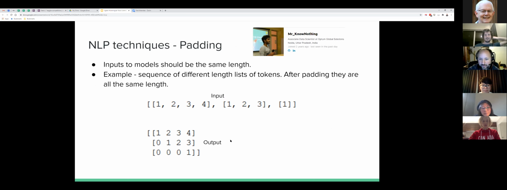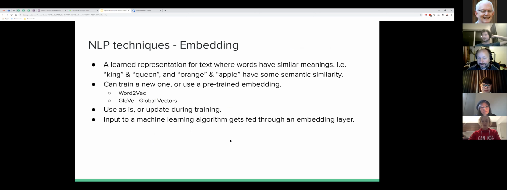Basically, the way that when you input sequences into machine learning algorithms, they want to be the same length. So padding basically just adds a bunch of tokens to each side, either at the front or at the end of sequences. And then embedding is the way that you get meaning between words.